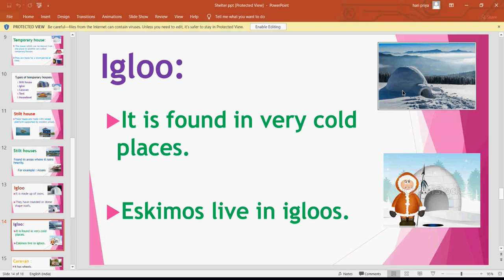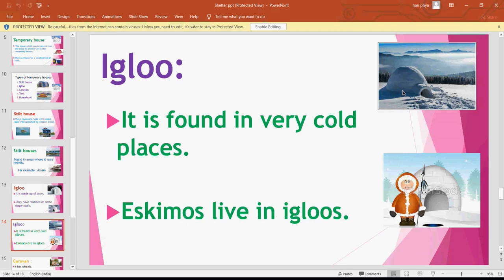Okay, so the second type is igloo. Now I'm going to ask a question. What is the first type we saw under temporary houses? Come on, I want quick answers. Let me see who is very fast and sharp. Yes, very good. Oh my God, my children are very fast and sharp. Superb. It's slit house. And the second type is igloo.